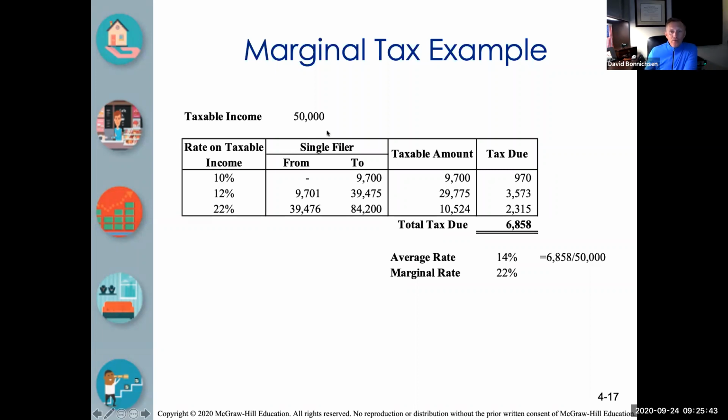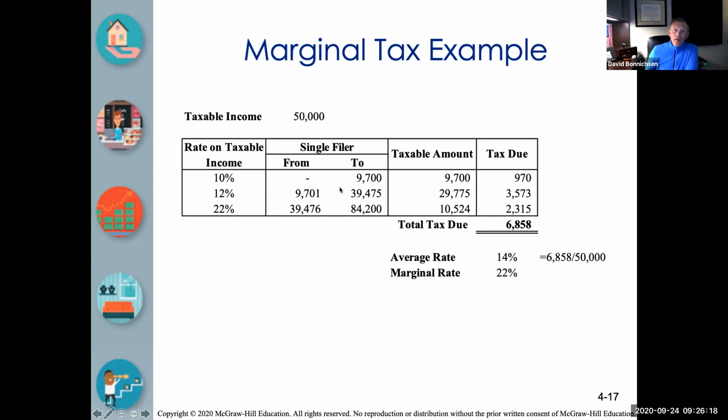Well, we know that our taxable income is higher than $39,475, so we know we're going to have to pay tax on that entire bracket. So the taxable amount is the entire bracket, or $29,775. We owe tax on that entire tax bracket, so $29,775 at 12% gives us $3,573 in tax that is due from the second layer of tax related to the 12% marginal tax bracket.